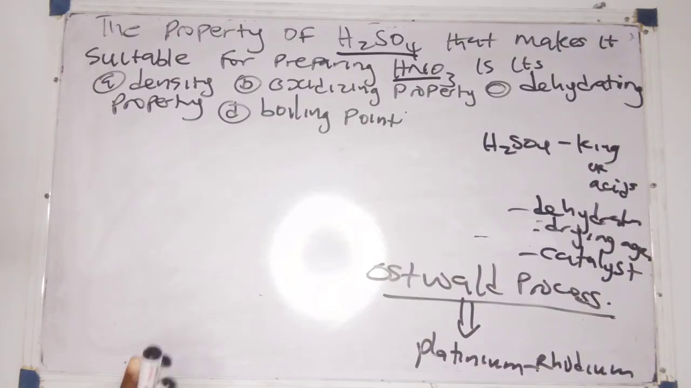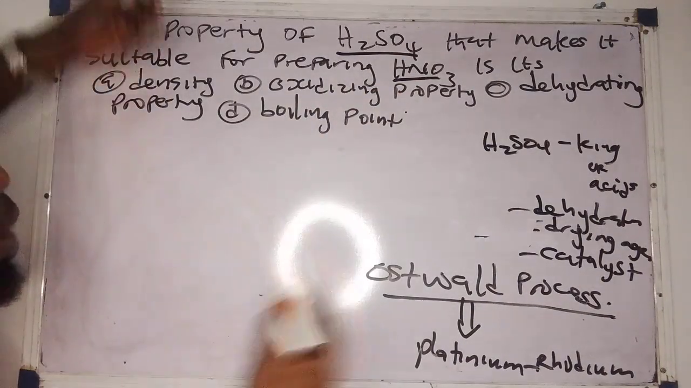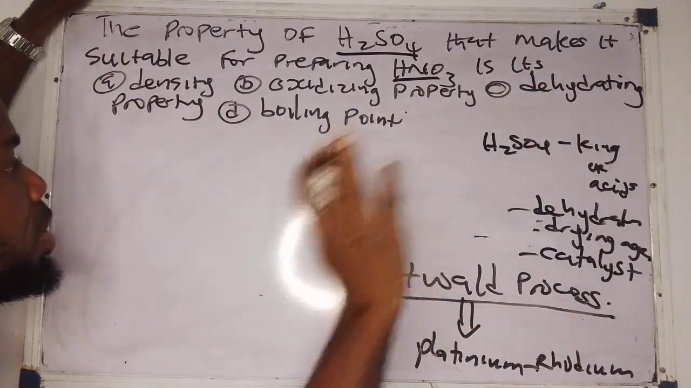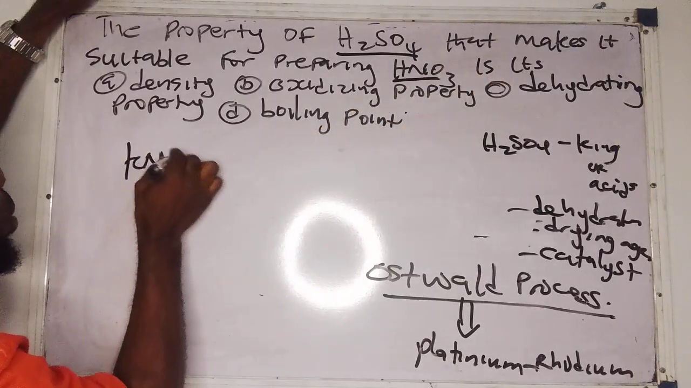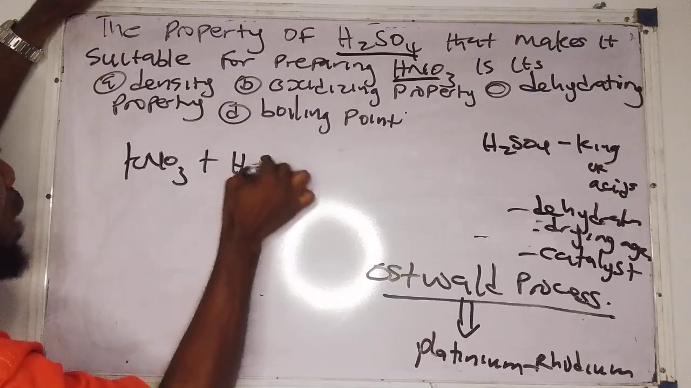Now, how would they manufacture this right now? Easy. I can use a nitrate salt, for example, KNO3 plus H2SO4.